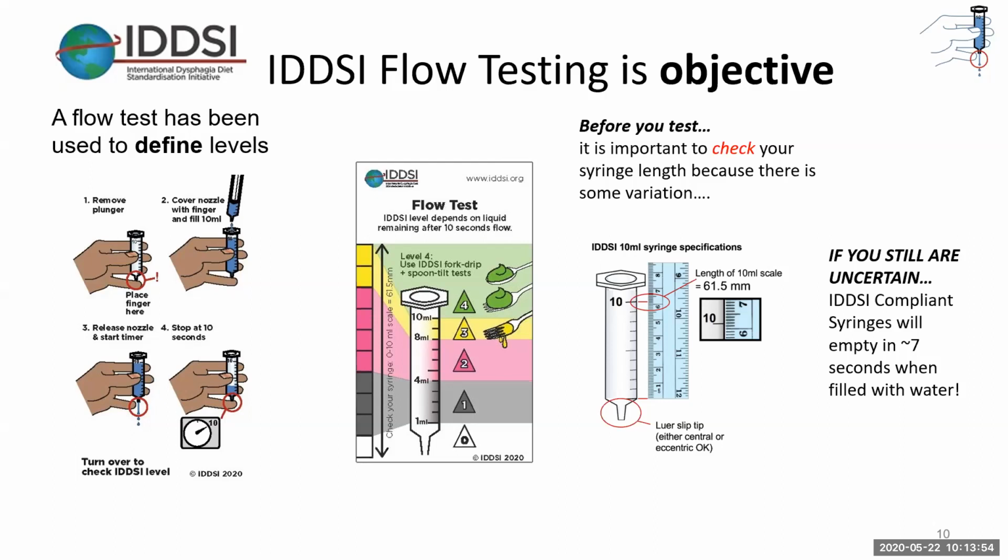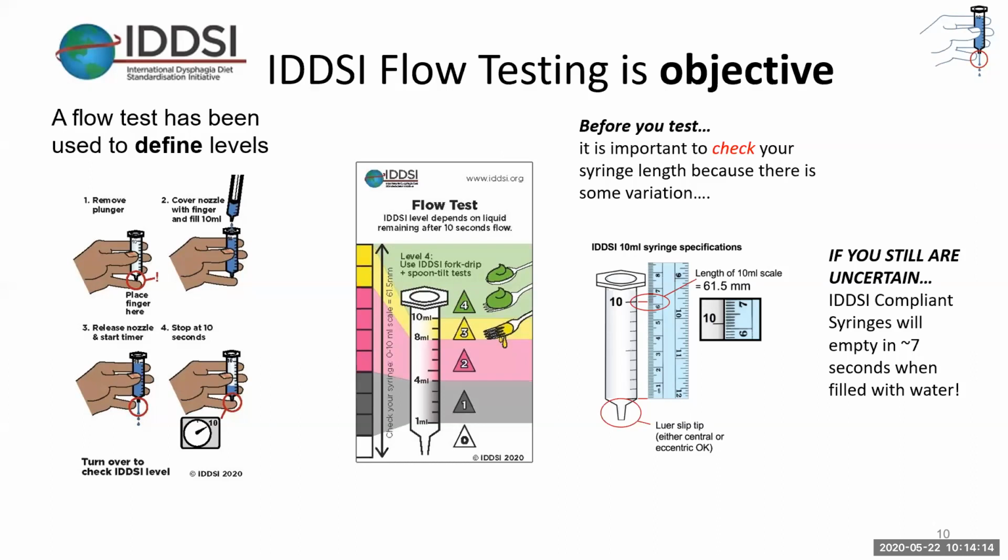So it is very important to check the length of the barrel markings from 0 to 10 milliliters to be sure that they are actually 61.5 millimeters long. This is the barrel length that meets the IDDSI standards. And if you're still uncertain that you have a compliant syringe, you can fill it with 10 milliliters of water because a compliant syringe will empty out in about 7 seconds.